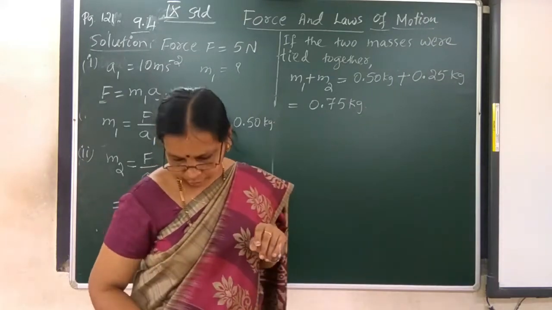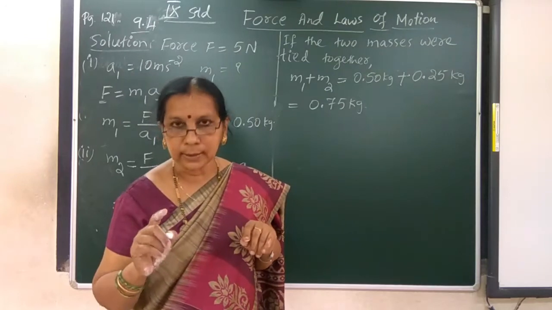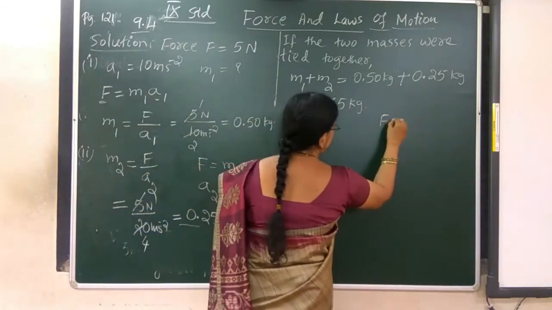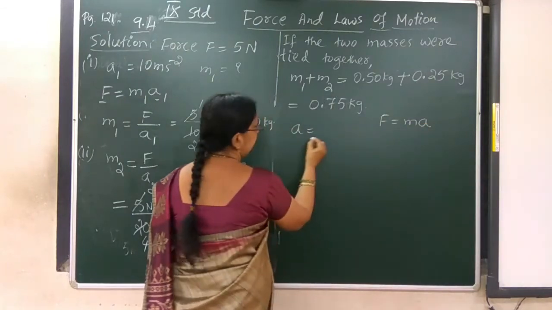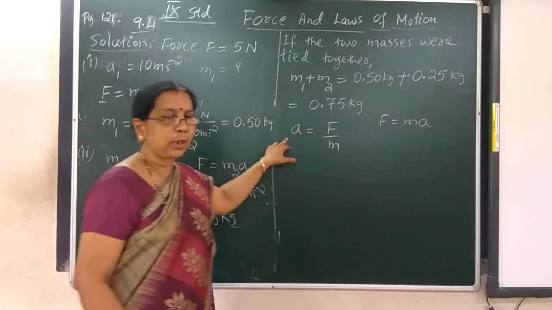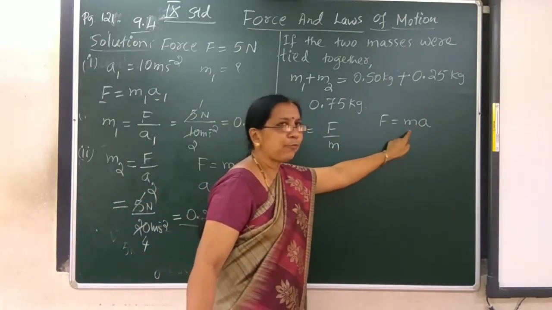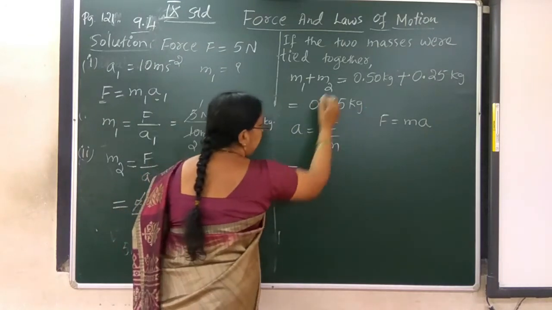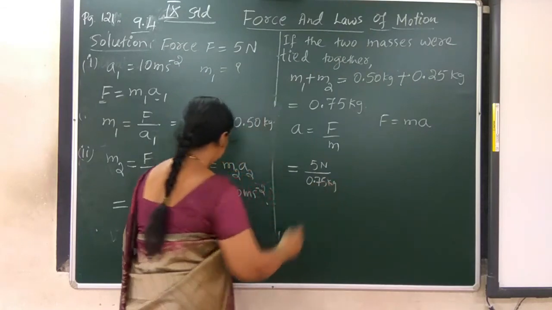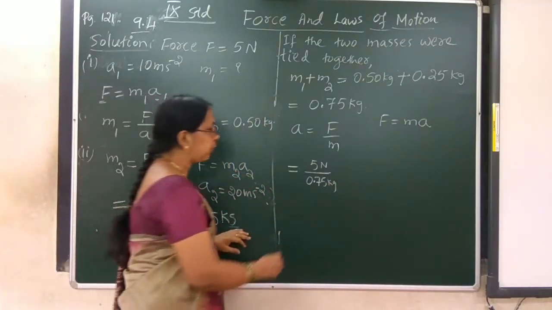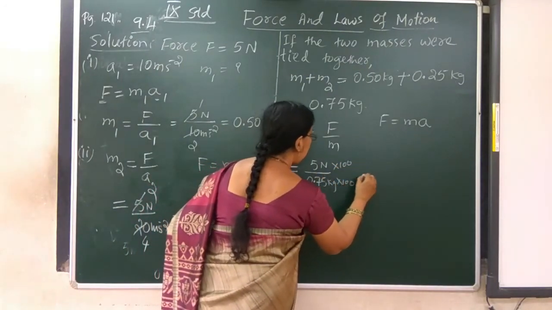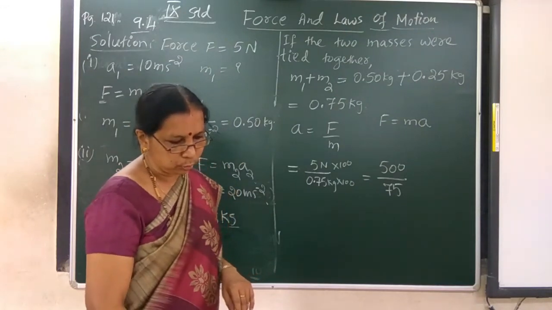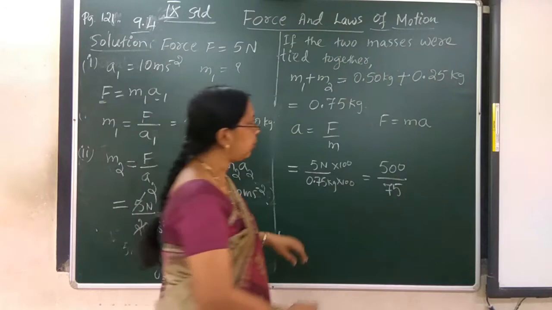Now, what would be the acceleration? The question is, what acceleration would it give if both the masses were tied together? You know that F is equal to ma, so acceleration a is equal to F by m. a is equal to F divided by m, that is 5 Newton divided by the combined mass, 0.75 kg. Multiplying by 100, we get 500 by 75, which is equal to 6.67 meter per second square.